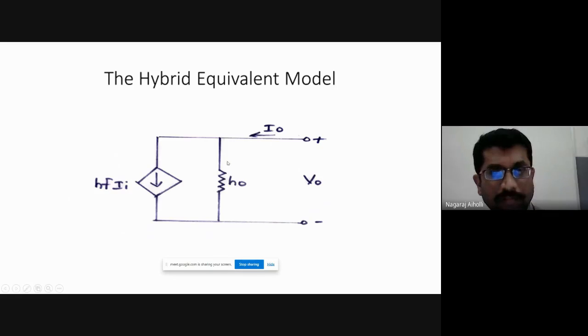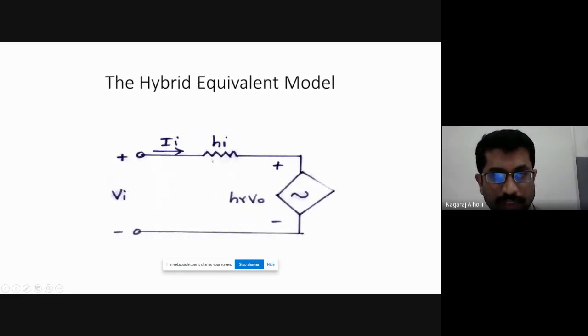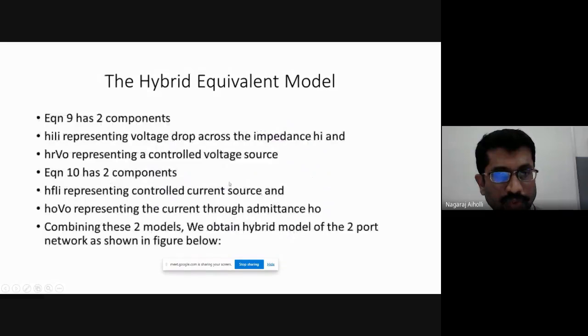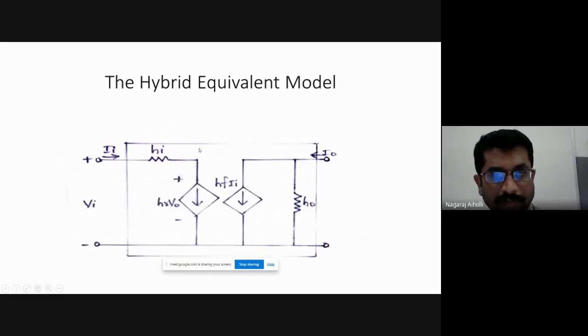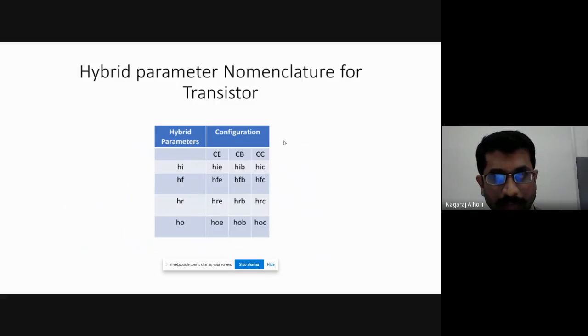Okay, so we developed the hybrid equivalent model. In general, the hybrid equivalent model will be a combination of these two, that is, this KVL equation and KCL equation. Combining these two, we will develop the hybrid equivalent model in general for any circuit. This is how we are combining the previous two and obtaining the hybrid equivalent model. Now, once we have developed the hybrid equivalent model, for common emitter, common base and common collector, Hi will be Hie, right? Hf will be Hfe, like this for each of these configurations.